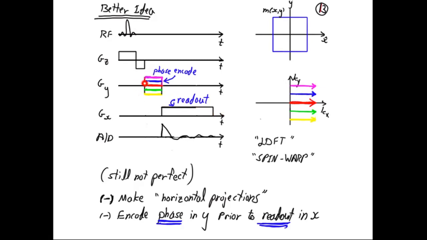Here we don't collect data. Here we just prepare the magnetization such that we are effectively traveling in the frequency domain, but we're not collecting any data. There's no point in collecting it. And then we collect the line after that.